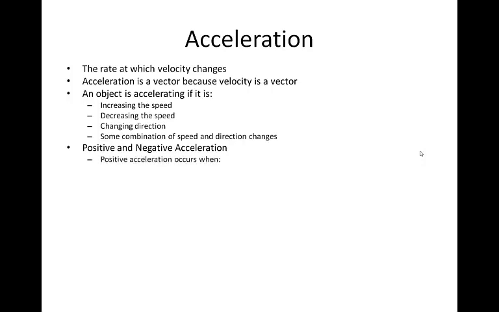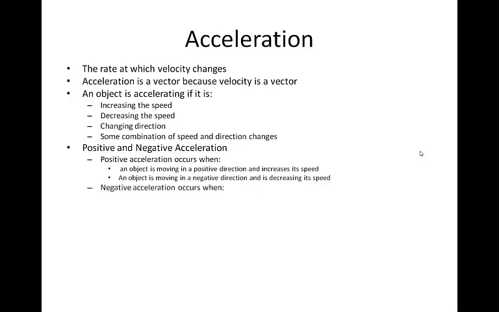Alright, so positive acceleration occurs when an object is moving in a positive direction and increasing its speed, or an object is moving in a negative direction and decreasing its speed. A negative acceleration occurs when an object is moving in a positive direction and decreasing its speed, or an object is moving in a negative direction and increasing its speed in the negative direction.